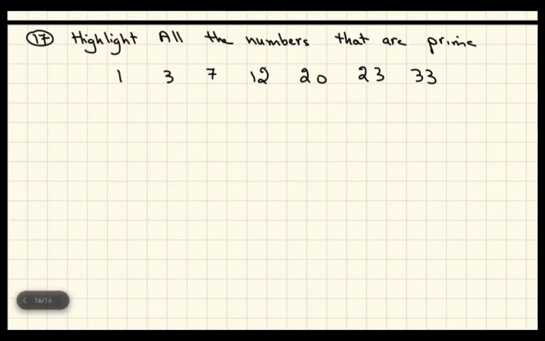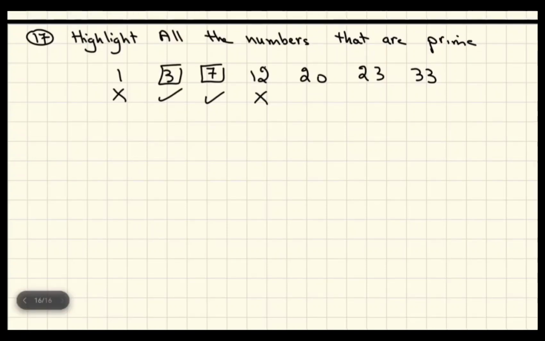Now, highlight all the prime numbers. As I said at the beginning, 1 is not prime. 3 is a prime number because it's divisible only by itself and by 1. 7 is a prime number. 12 is not because it's divisible by other than itself and 1. So it's divisible by 2 or by 3, by 4, by 6. This is not prime because it's divisible by 2.